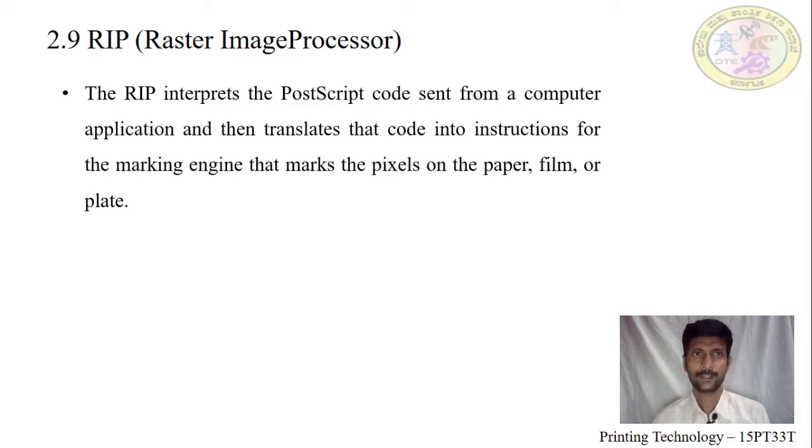A RIP interprets the PostScript code sent from the computer application, then translates that code into instructions for the marking engine that marks the pixels on the paper, film or plate. Because without a dot we cannot get the color separation, otherwise it will become a continuous tone image.